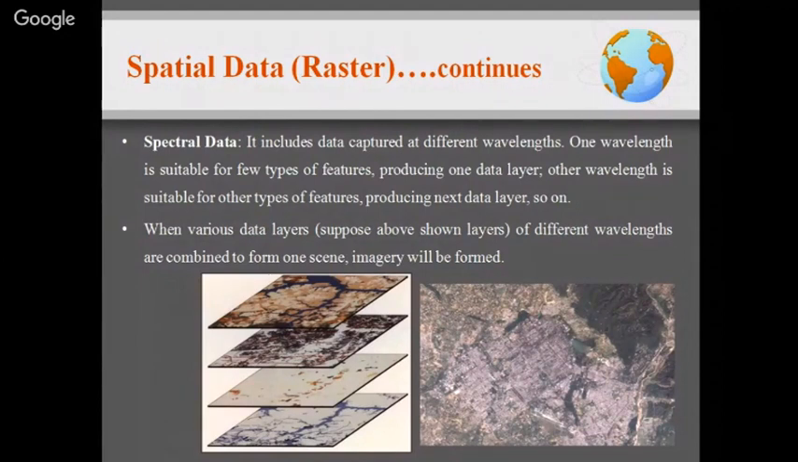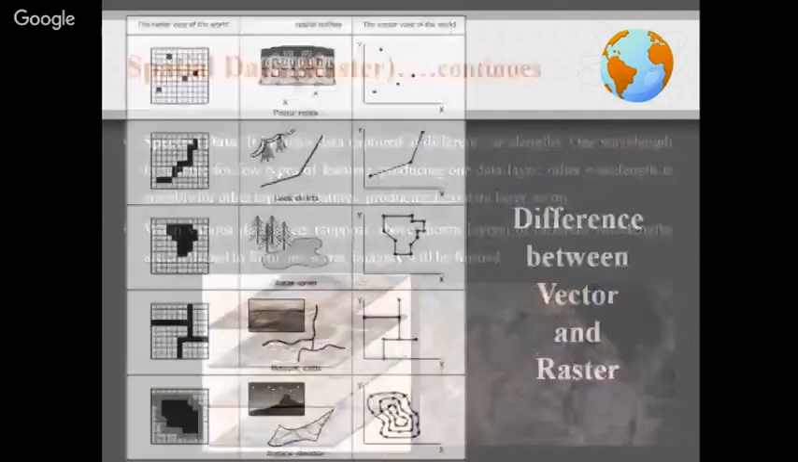You must have studied this in remote sensing also. And when we use different data layers of different wavelengths, they combine to form one scene or imagery, which is formed like this, as it is clearly depicted in the diagram. I'm very sure when you did remote sensing, you must have covered this.